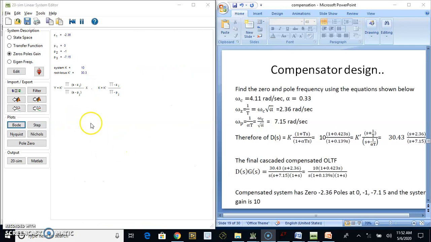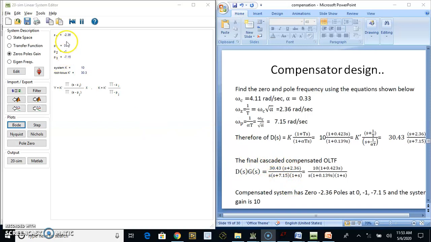Now you can observe the addition of 1 pole and 1 zero corresponding to this particular compensator design. You can see the zero is at minus 2.36 on the S plane, which is over here. Similarly, the pole of that compensator network is at minus 7.15. And here is the system gain, which is 10. You can see it is edited as 10. The corresponding root locus gain is 30.3, which is over here 30.4, which is almost the same.